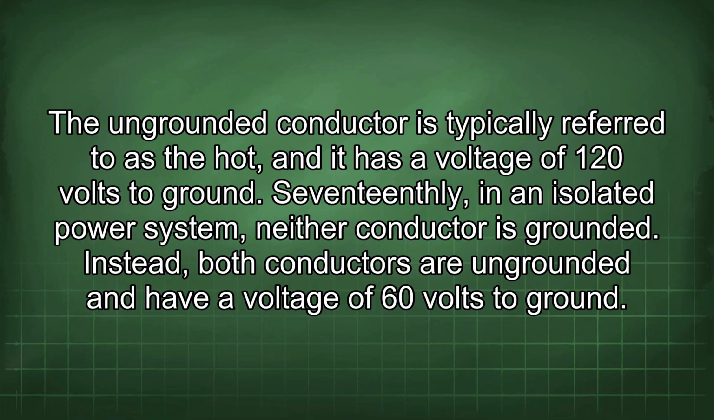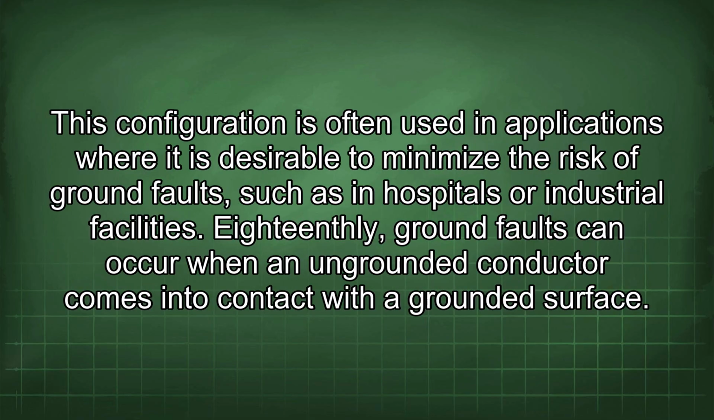17thly, in an isolated power system, neither conductor is grounded. Instead, both conductors are ungrounded and have a voltage of 60 volts to ground. This configuration is often used in applications where it is desirable to minimize the risk of ground faults, such as in hospitals or industrial facilities.